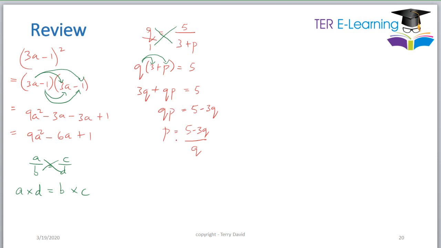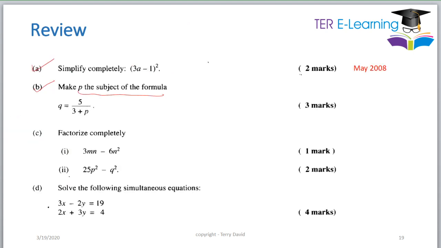Alright, so that is my expression for P, right? So whenever you have to change the subject of the formula and you have fractions, sometimes you're going to have to cross multiply. Just be careful when you're cross multiplying. So that was part B.